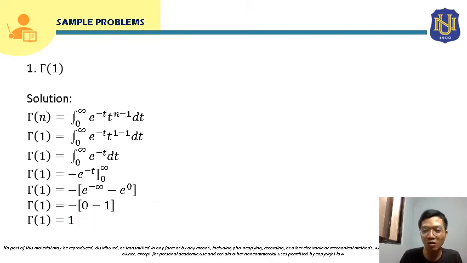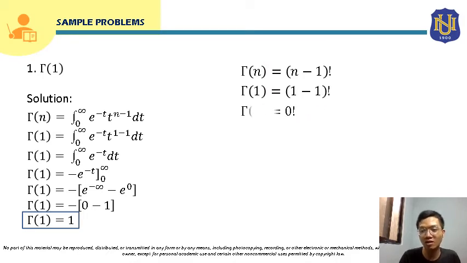Okay, so we can try to check this using our formula. For gamma of n, or gamma of 1, that will just be 1 minus 1, so that will be 0 factorial. And if you try to input that in your calculator, 0 factorial is actually 1. So this answer is correct.